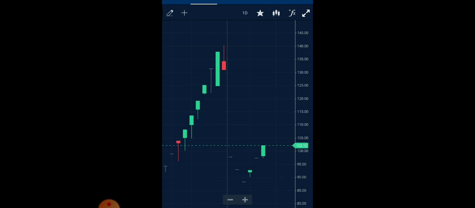Talking about BCG, today it gave an opening and again closed in the upper circuit zone. The last two sessions also it was in a very good uptrend. All the major reasons why it has given that uptrend we have discussed in our previous sessions. Today we'll mainly talk about the upcoming event, which is the bonus issue of 2:3.